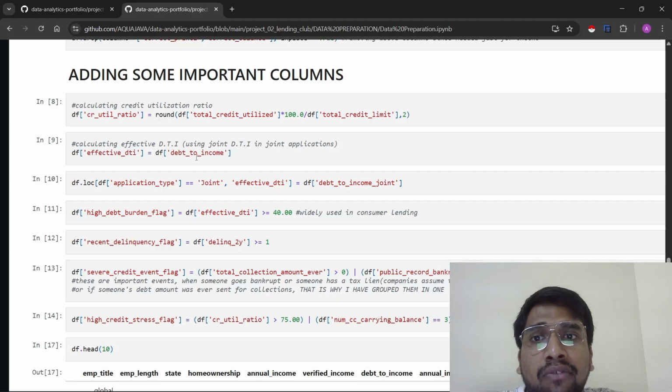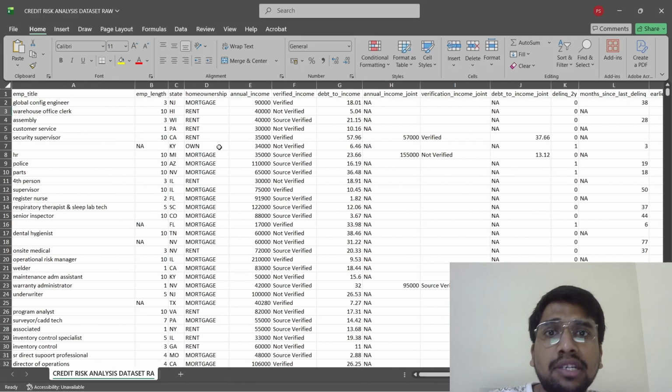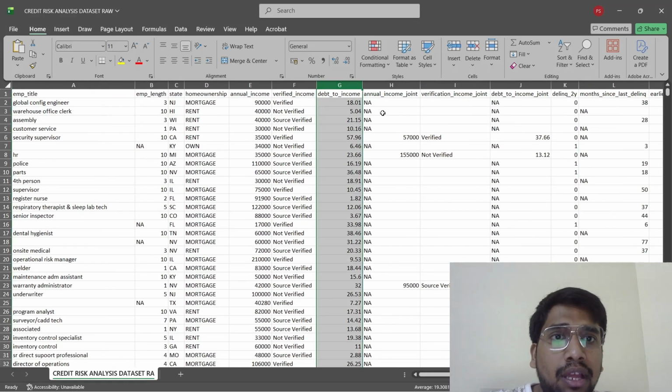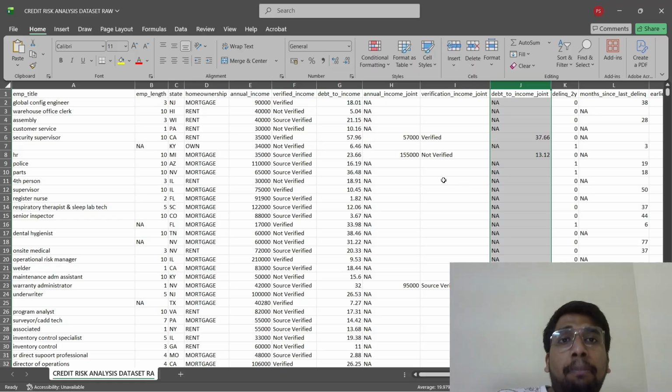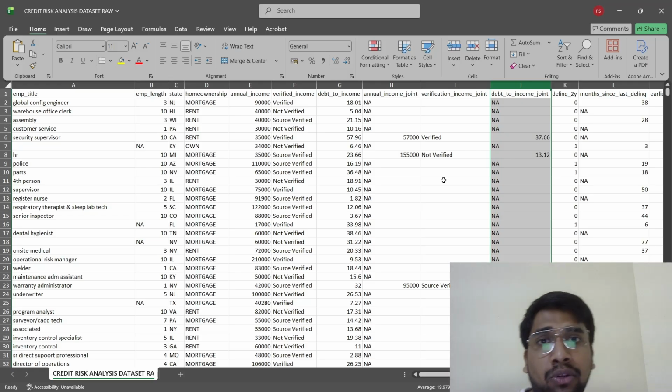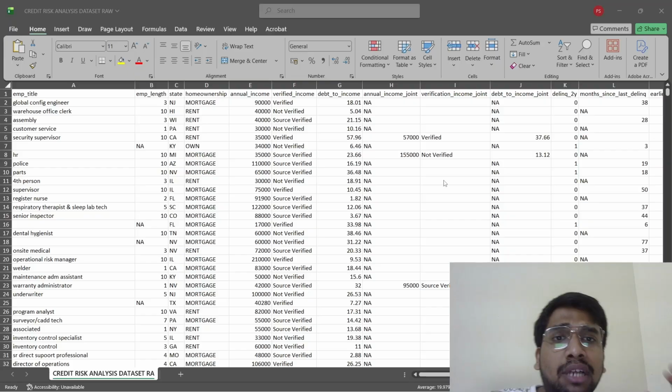Then I will show you what this effective DTI is about. So here you can see initially we have debt to income and debt to income joint. I didn't know about this, but there are two types of applications in this dataset: an individual, where a person individually has applied for the loan, and a joint application where more than one person has jointly applied for the loan. Their incomes are different in terms of individual and joint, and similarly their debt to income ratio is also different. So in this effective DTI column, what I've done is I've just combined these columns.